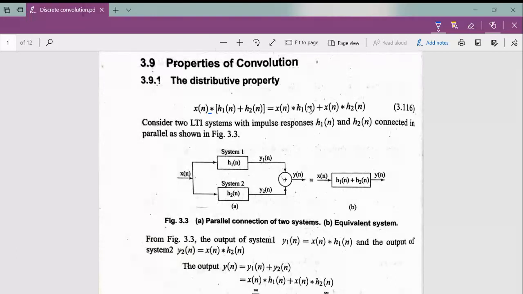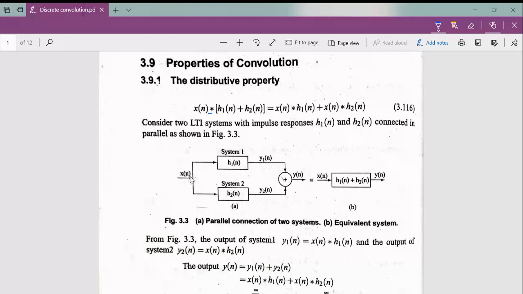Here is the equivalent system for the distributive property. We have two systems, system 1 and system 2. System 1's impulse response is h1 of n, and system 2's impulse response is h2 of n. When we give the same input x of n to both systems, the first produces a response y1 of n, the second produces an output y2 of n, and we add them together to produce the total response y of n.